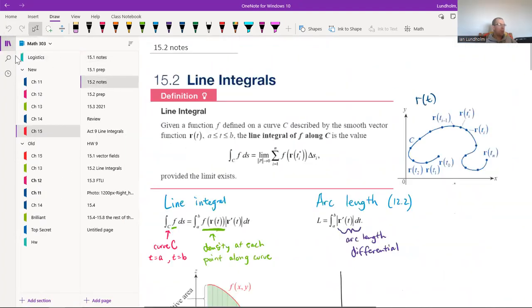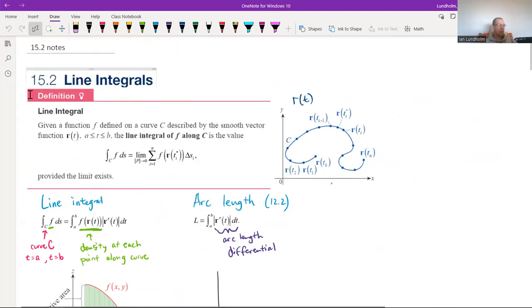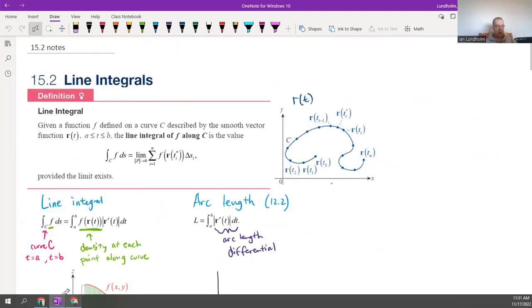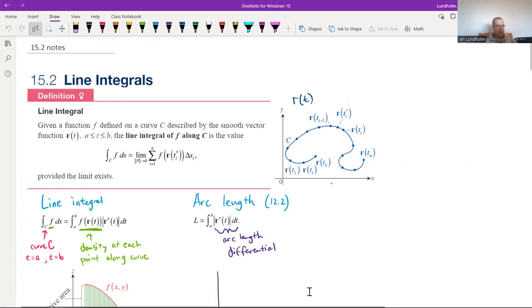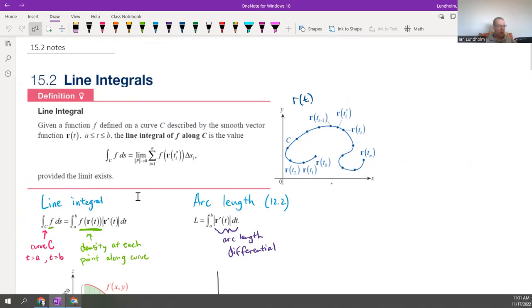We've got to move. We're getting to section 15.2 on line integrals. All right. Take a break. Pause it if you need to, but we're going right in.